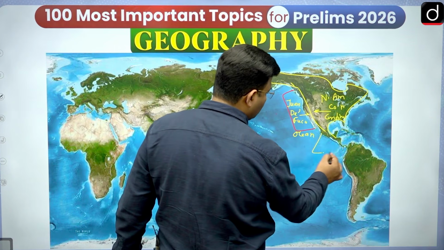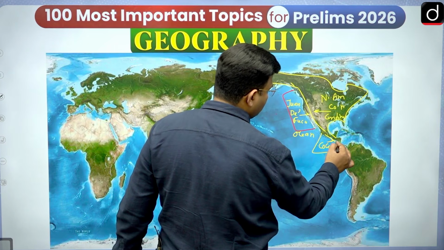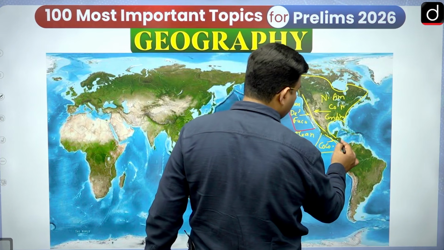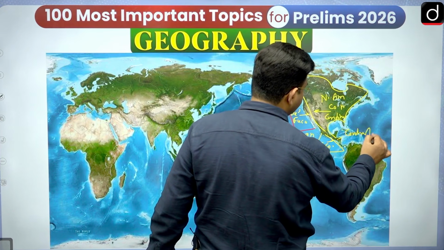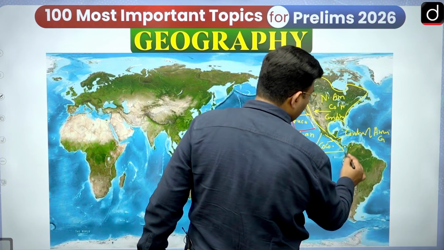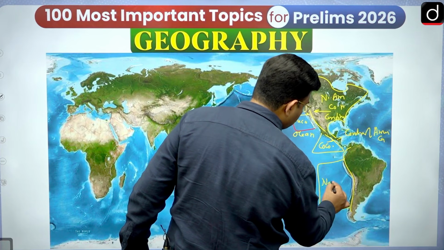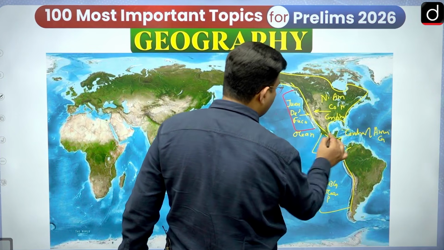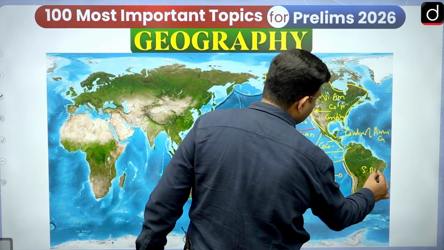There is also a Cocos plate, which is moving here. It is also oceanic, and this is continental, the Central American part. And here there is a Nazca plate, a Nazca oceanic plate, and these are all oceanic. It is moving this side, and the South American plate is moving this side.